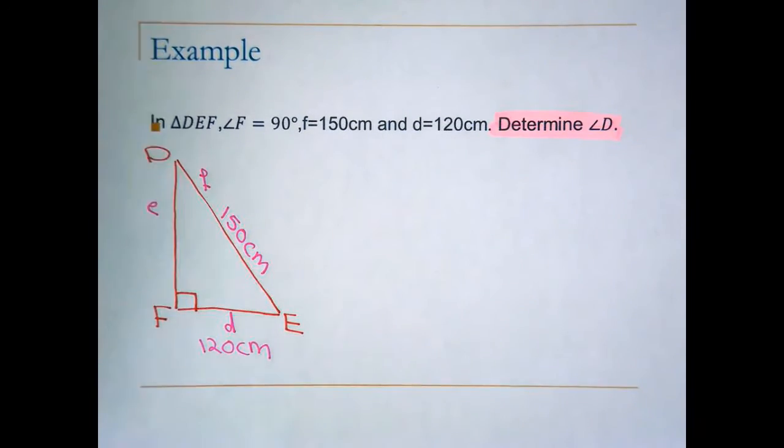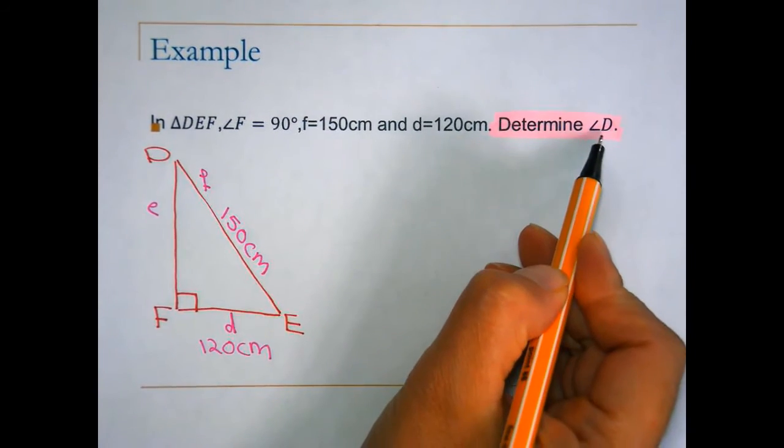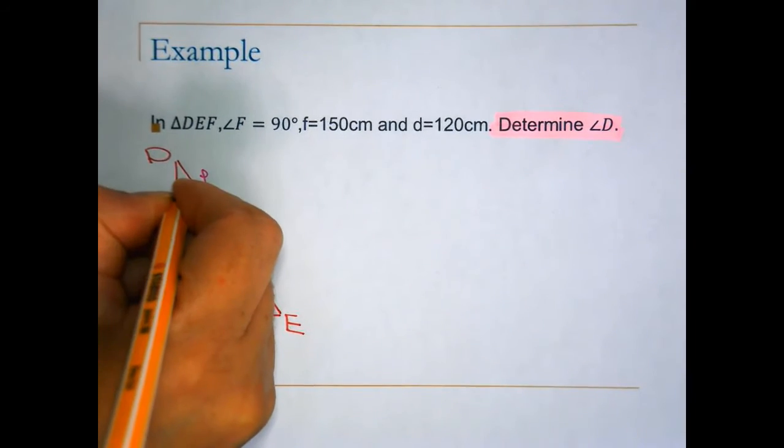So all the work we've done so far was simply to get us to where we were in the previous questions, where the information was given to us with a shape. In this example, we had to create the shape first before we could do the question. So we want to find angle D. So I'm going to put a dot here.